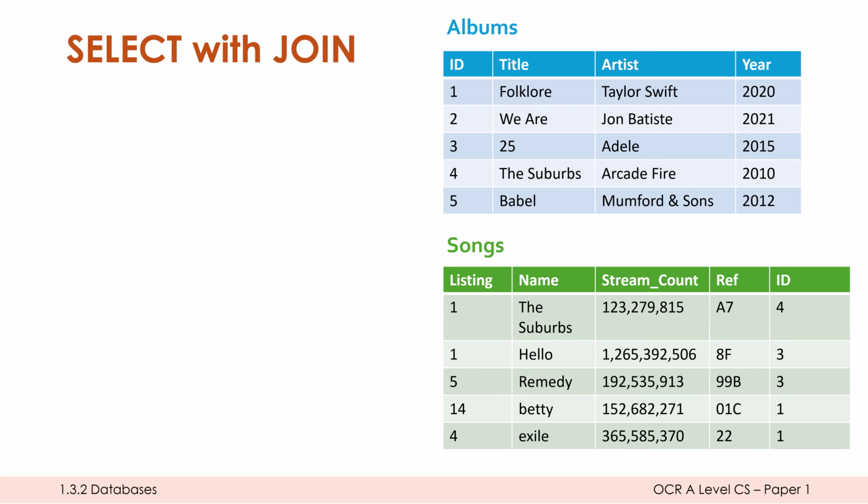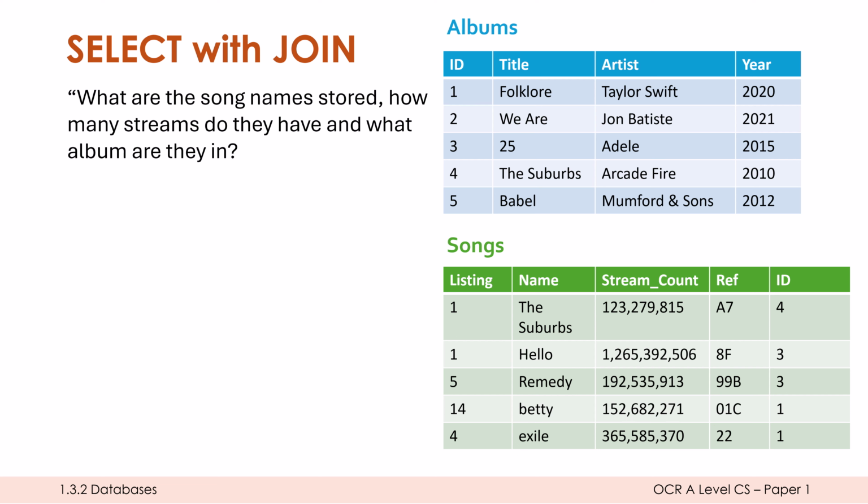Okay, let's use these two tables still, and let's find out some information which involves stuff in both tables, which is where it gets a bit trickier. So let's find out what the song names stored are, how many streams do they have, and what album are these in. So if you know how to do this with join, perhaps pause and have a quick go. But if not, join is a keyword we add to our select statements when we want to get information from two tables. There are other ways of doing it as well, but join is what you'd be expected to be able to use in the exam.